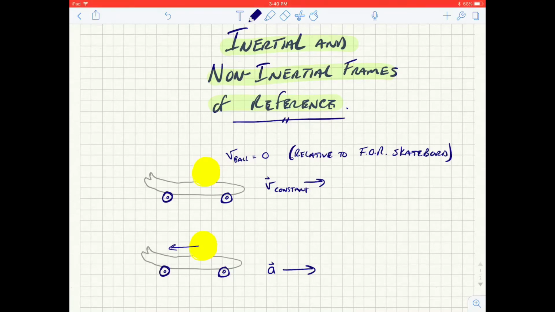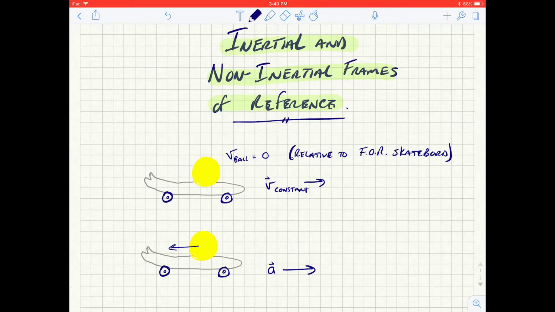Hi, this is your lesson on inertial and non-inertial frames of reference. We've previously discussed inertial frames of reference as being frames of reference or perspectives from which we can observe the motion of an object that are at rest or moving at constant velocity relative to the motion of the object. Here's an example to illustrate what we talked about previously.